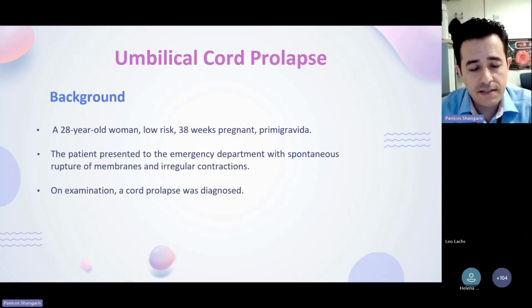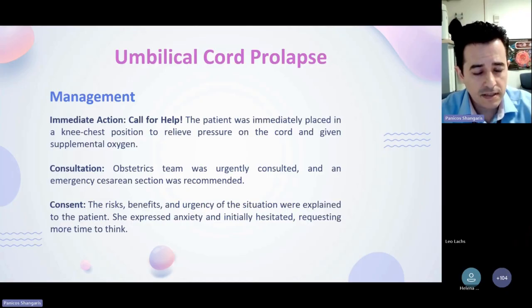So the first case is a 28-year-old woman. She books low risk. She's 38 weeks pregnant, and this is her first pregnancy. And the patient presented to the emergency department. She was sent upstairs to the labor ward, and she had spontaneous rupture of membrane. The midwife who saw her does a vaginal examination, and she identifies that there is a cord coming out from her vagina. So what happens in that situation? Then the midwife will need to call for help.